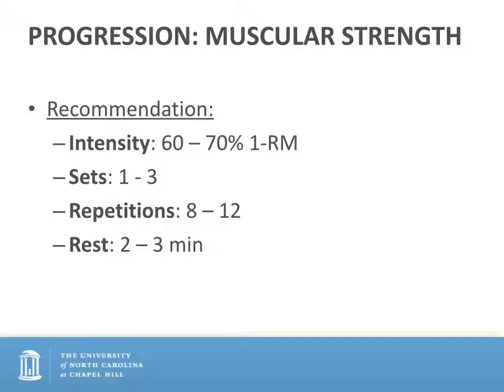Now onto the progression of resistance training in order to increase muscular strength. So if someone really wanted to get stronger and that was their goal, the ACSM recommends that the intensity be 60 to 70% of their 1 RM, that they perform 1 to 3 sets with repetitions between 8 to 12, and they rest 2 to 3 minutes between sets.